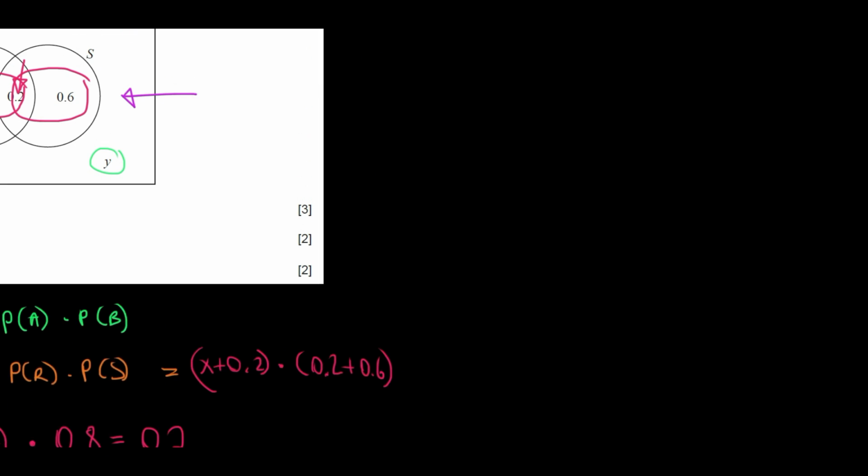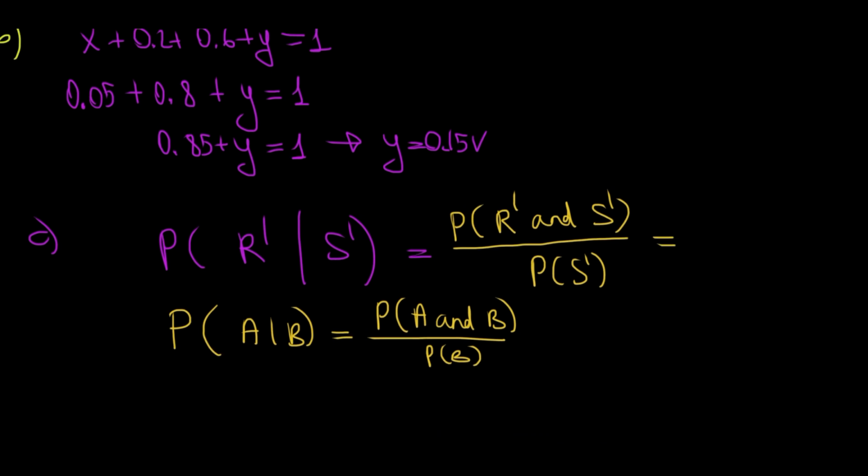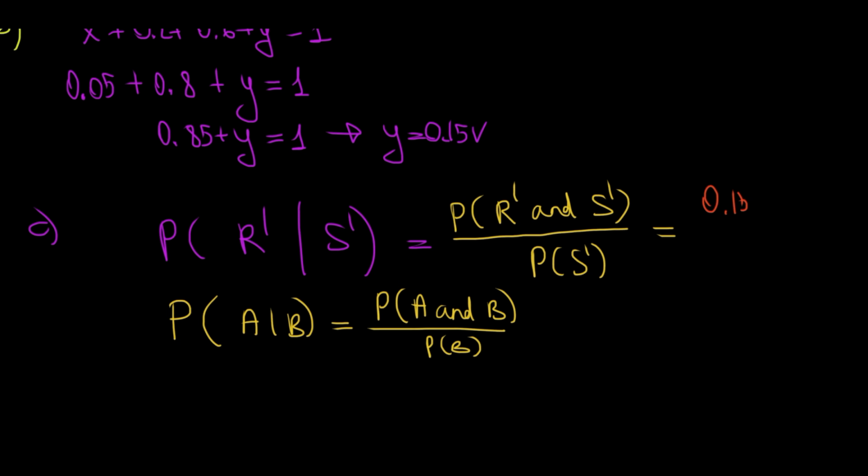Not R and not S. I'll be using some shading. Not R means everything outside of R, and then not S means everything outside of S. So everything outside of the circle S. Where do you see the double intersection? The double intersection happens outside the circles, which is Y. So the answer for the numerator up here is just 0.15.